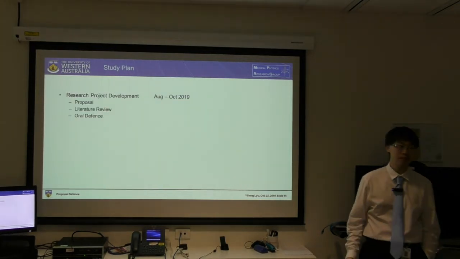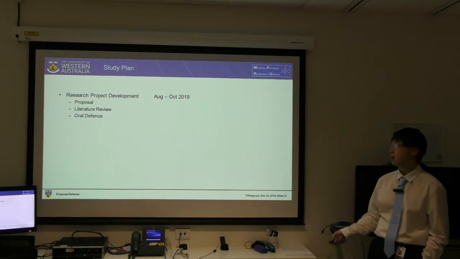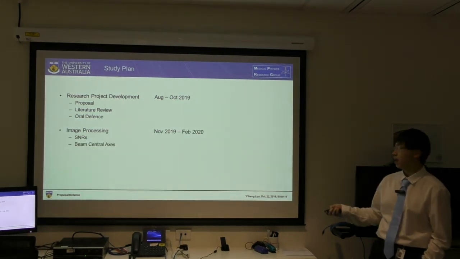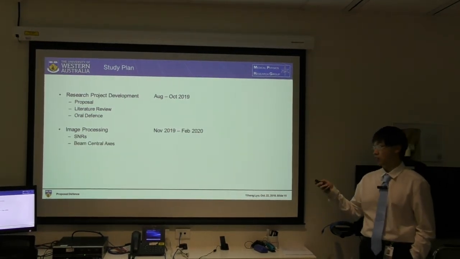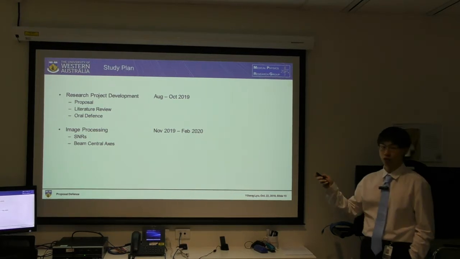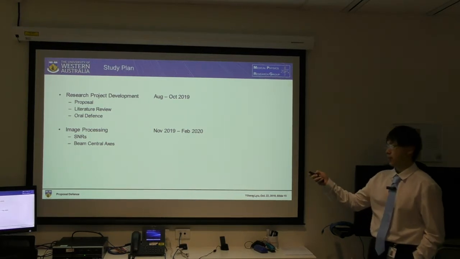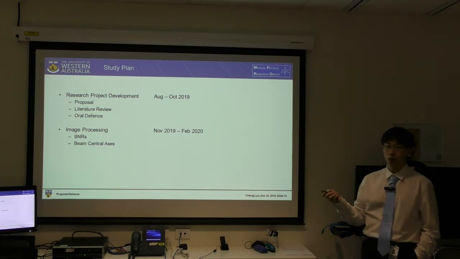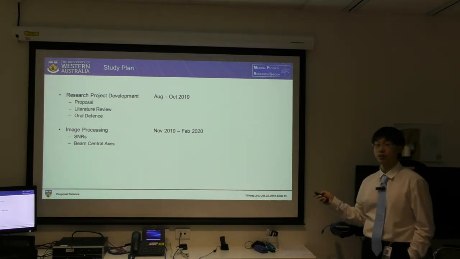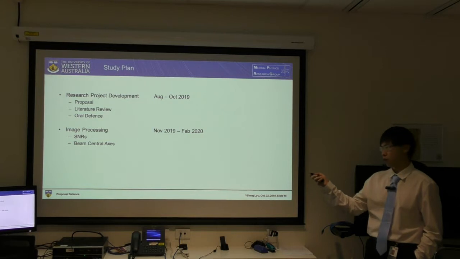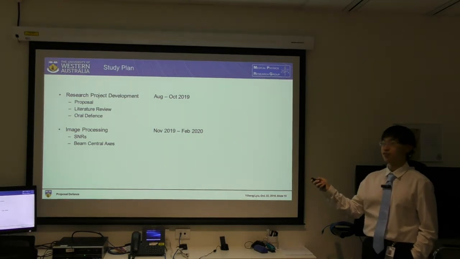So my study plan: this semester I'm doing research development, which is basically done. In the summer, I'll start the image processing, which involves dealing with the signal and noise and finding the beam central axis. I will work full-time on my project during the summer, so this will be done before the beginning of next semester.